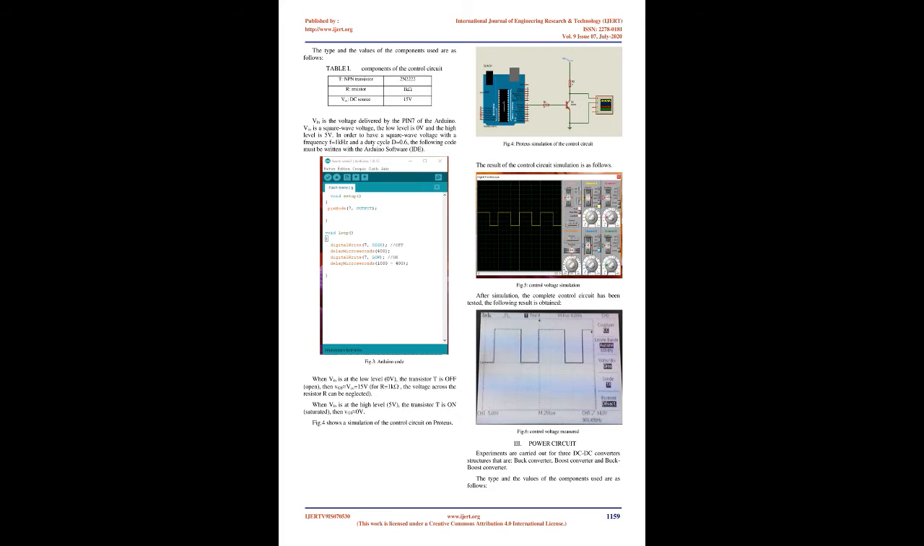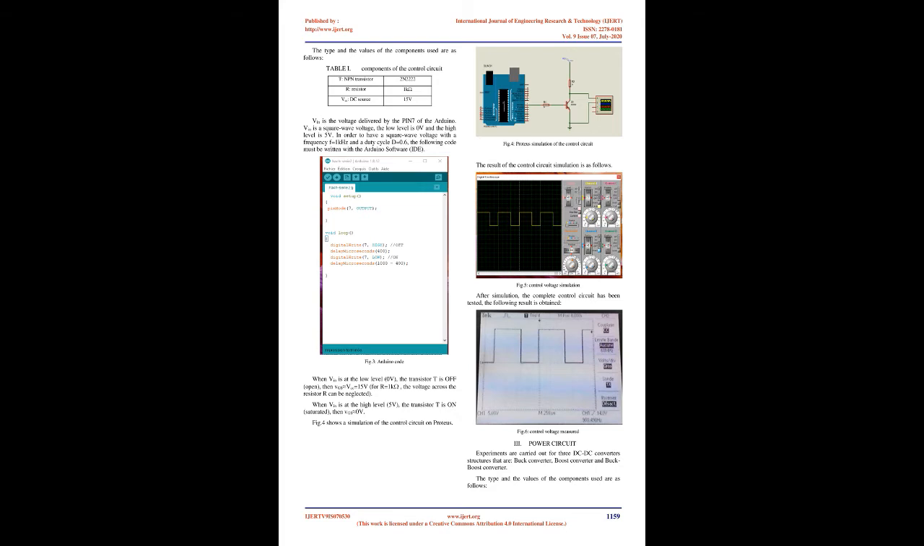The type and the values of the components used are as follows. Table I. Components of the control circuit. VEN is the voltage delivered by the PIN7 of the Arduino. VEN is a square wave voltage. The low level is 0V and the high level is 5V. In order to have a square wave voltage with a frequency f equal to 1 kHz and a duty cycle d equal to 0.6, the following code must be written with the Arduino software, IDE.